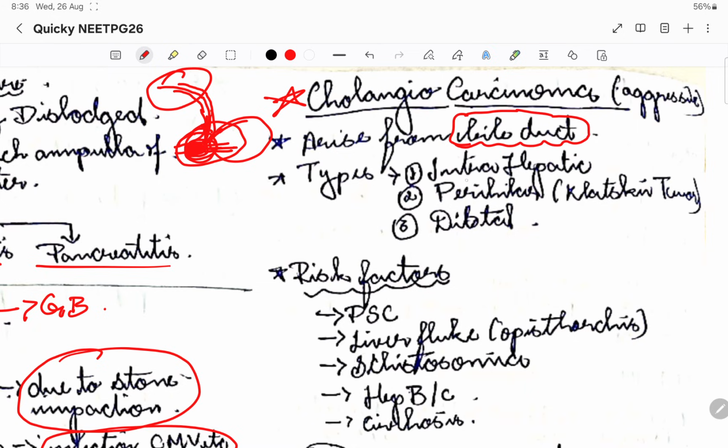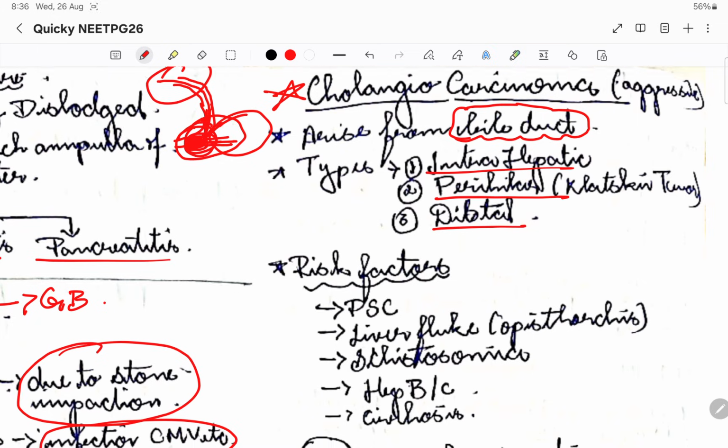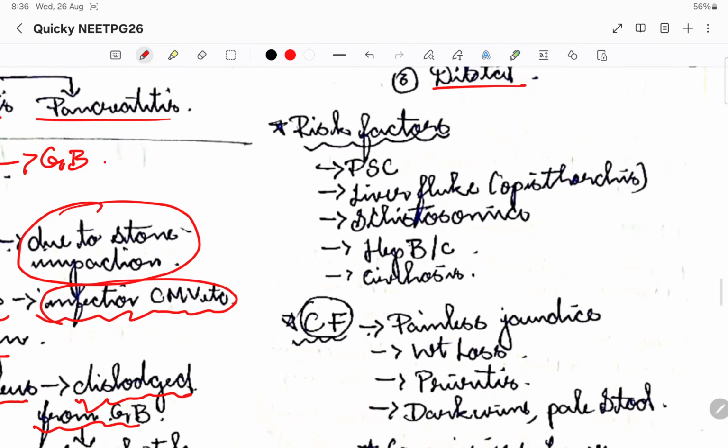There are types: intrahepatic, perihilar and distal. The risk factors are all the things that we discussed till now. The most important thing, please remember, is the liver fluke and schistosomiasis. We learned about schistosoma, those trematodes, right?